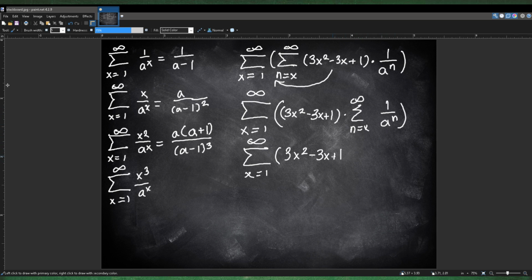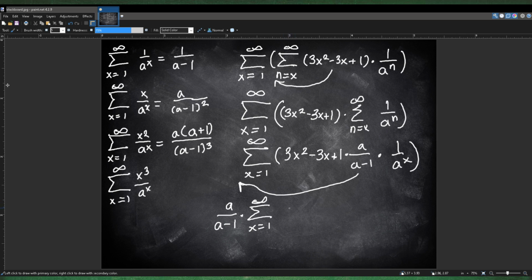And I'm not going to do that proof again. I did it previously for our linear and our quadratic in this video. In the previous video, I did that proof, which you should know as a over a minus 1 times 1 over a to the power of x, right? So then, like usual, you can move this one outside. So then it's just a over a minus 1 times the summation from x equals 1 to infinity.